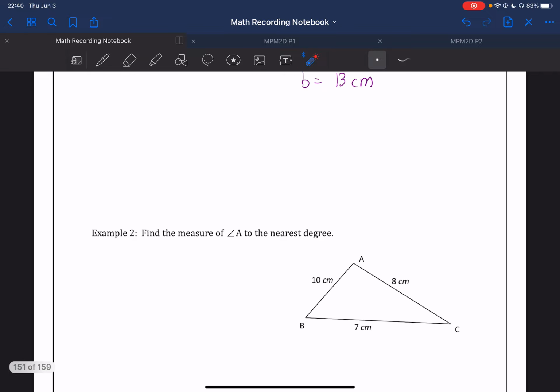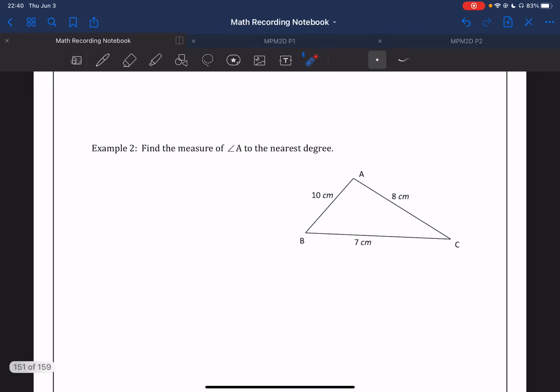For this time, in example 2, this is the case where we have 3 sides and we want to find an angle. So let's look at how we would do this. Where we're trying to find angle A, we want to make sure that our entire equation is equaling to A. So let's start off with that. Got A squared equals B squared plus C squared minus 2AB cos A.